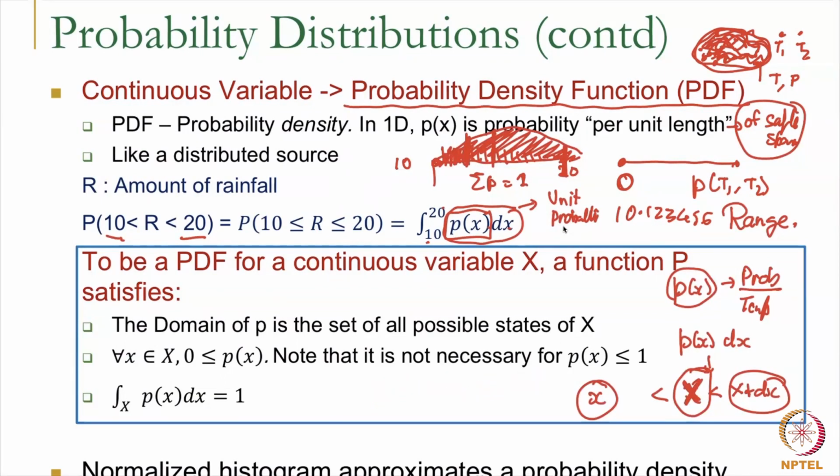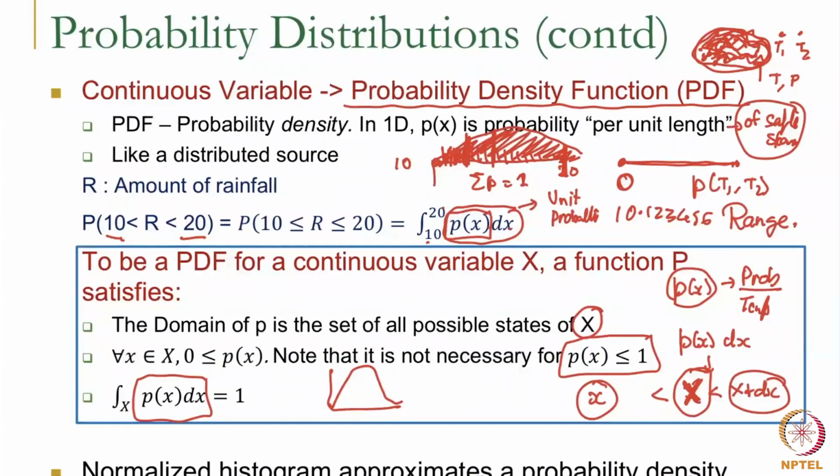So the conditions it has to satisfy is that all possible states of x have to be included, as I said here. It is not necessary that p of x be less than or equal to 1. So this is where it differs from discrete cases. All we require is that the integral of p of x dx has to be equal to 1. You can imagine a function where individual densities are greater than 1, but it actually integrates to 1. So this is an important difference from before.